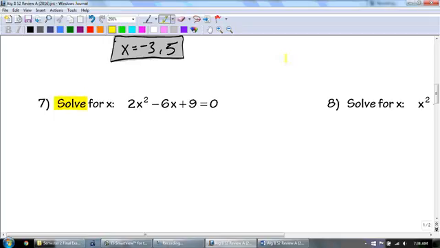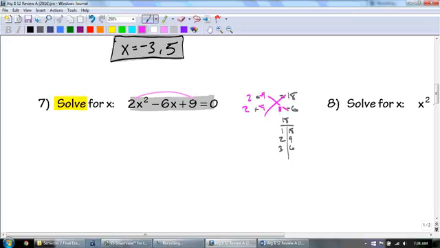Okay, once again, we have to solve. So here we go. 2x squared minus 6x plus 9. I'm looking for numbers that multiply to get 18 and add to get -6. Well, the factors of 18 are 1 and 18, 2 and 9, 3 and 6. But looking at this, I can do 2 and 9, but no, that gets to -7 and a +18. There's nothing that works.